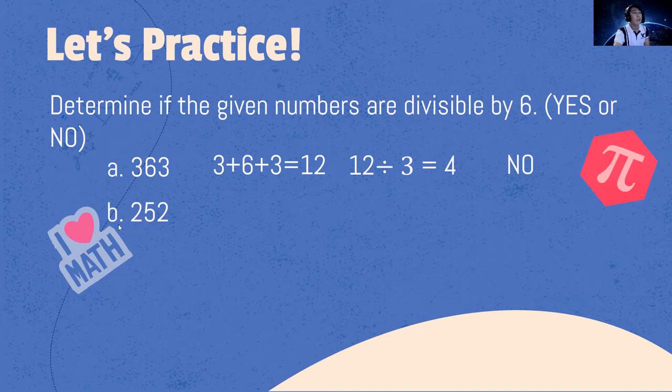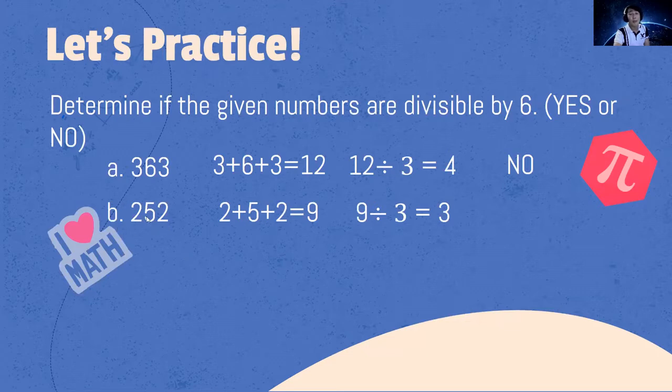Another example, 252. 252 ends with an even number, and that means it is divisible by 2. Then let's now try to identify if 252 is divisible by 3. Let's add all the digits. 2 plus 5 plus 2, that is 9. Then 9 divided by 3 is 3. Therefore, it is divisible by 3. 252 is divisible by both 2 and 3. Therefore, it is divisible by 6.